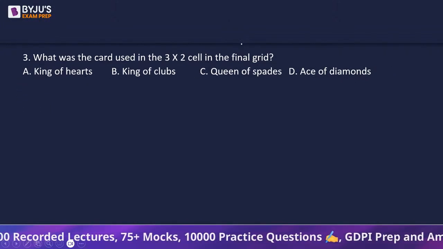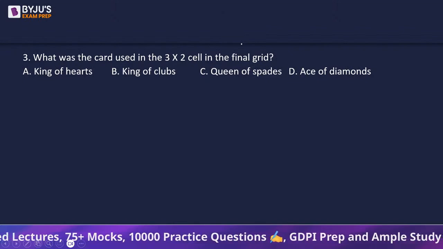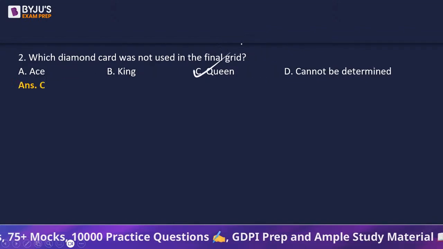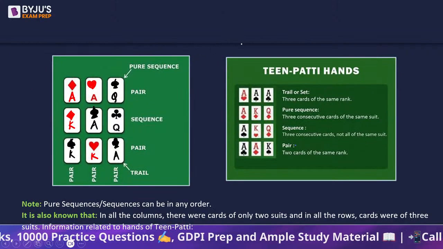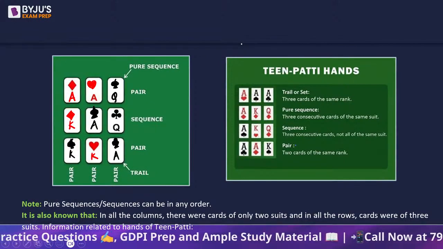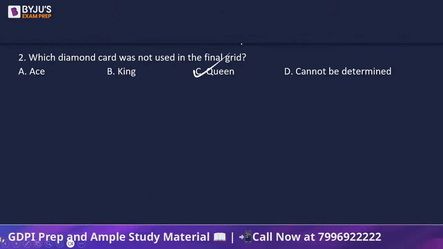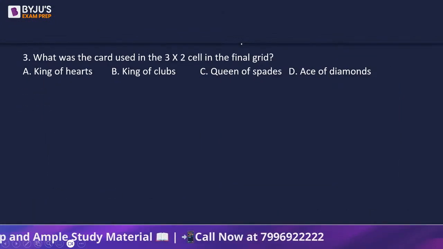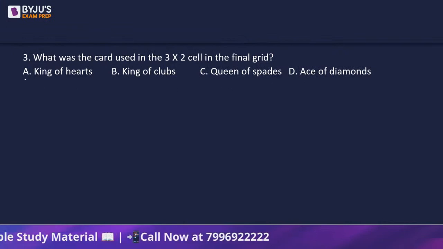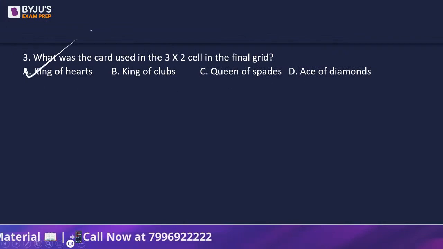What was the card used in the third row, second column cell in the final grid? Third row, second column, if you look here, is king of hearts. Right? So king of hearts was in that. Where is king of hearts? Option A. So this card was there in that grid.